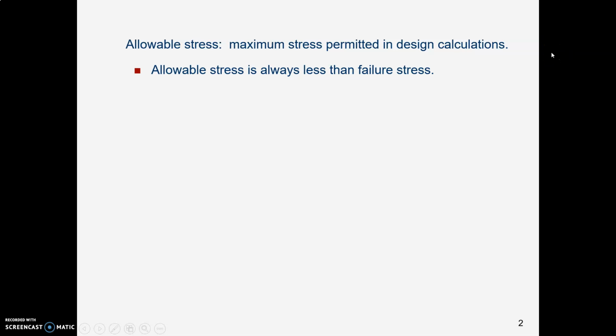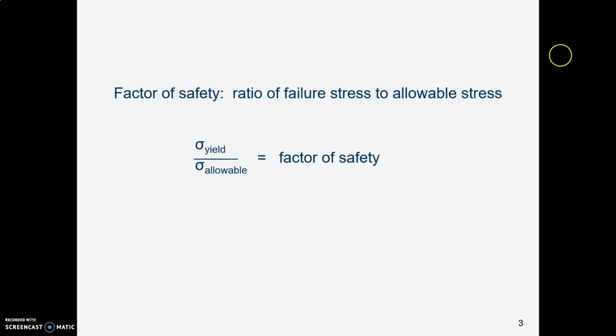So if the yield stress is where the thing is going to fail, that's the failure stress, that's not the stress you actually design to. You give yourself a margin and you say, I'm going to design to a lower stress just in case. And that ratio between the yield stress and the allowable stress, the stress you're going to allow yourself, that's called the factor of safety.